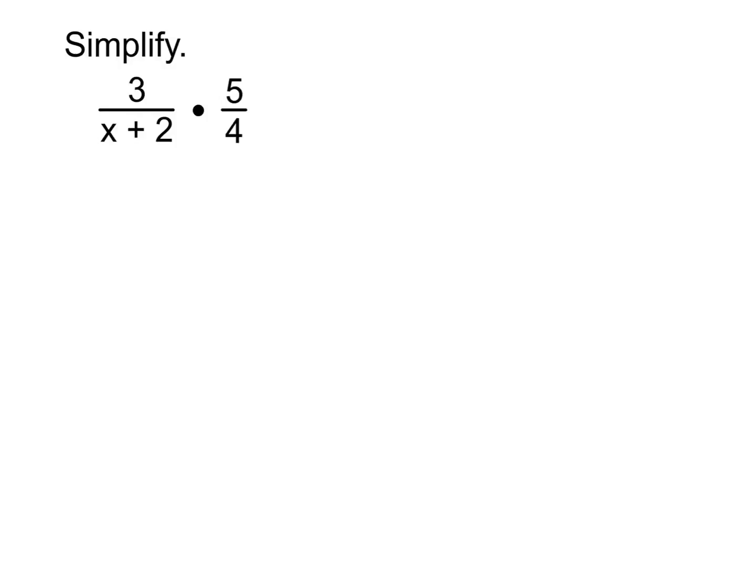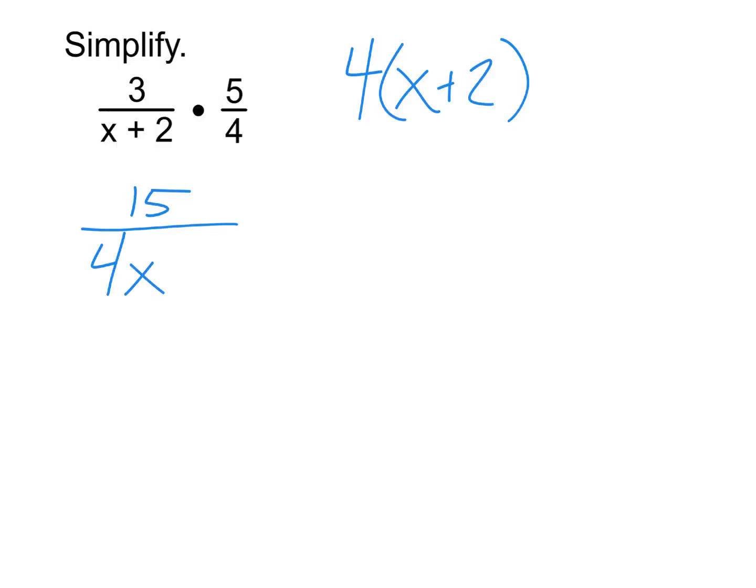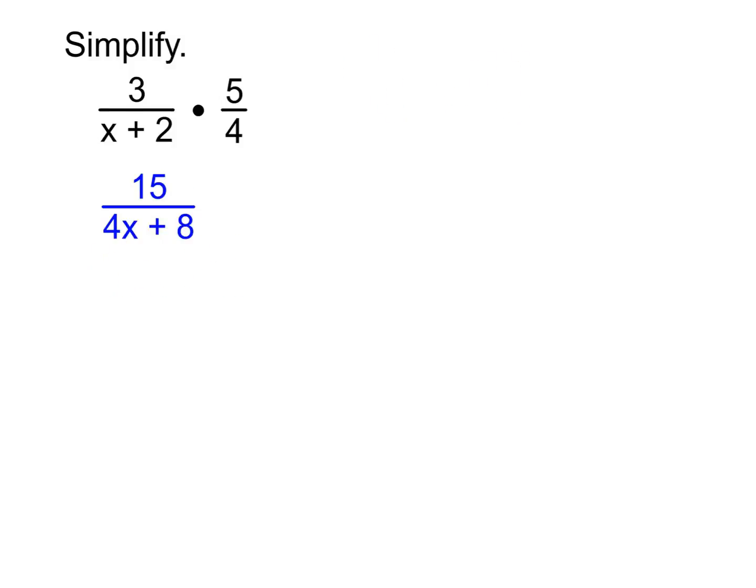So on the top then, I'm going to do 3 times 5, which is 15. On the bottom, I'm doing x plus 2 times 4. Now, a little note on this. Since I'm multiplying the whole x plus 2 by 4, it's the same thing as if I wrote it that way, which makes it a little bit easier to see why we have to multiply the 4 by both terms. Because that 4 is multiplying by both the x and the 2. And so 4 times x gives me 4x, and the 2 times the 4 gives me 8. So I got 15 over 4x plus 8.